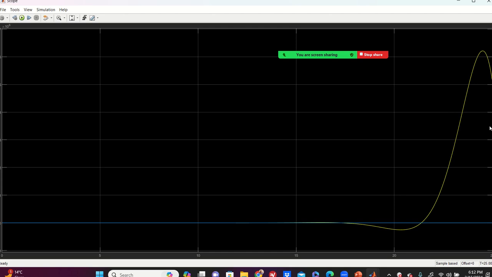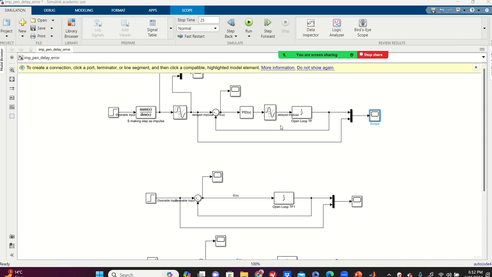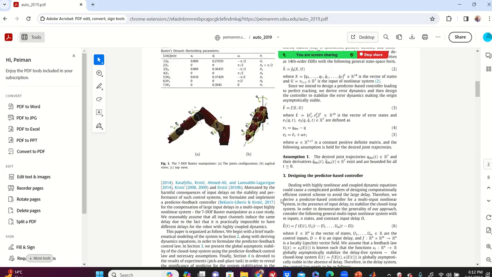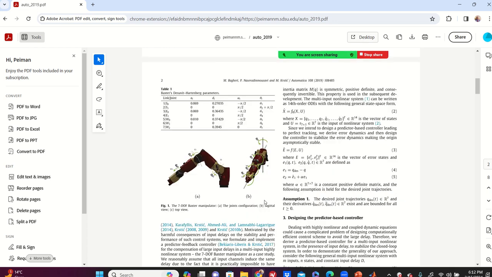See, the system becomes unstable, guys. Blew up. Goes to how much? 10 to the power of 6. And this is the linear system I taught you. For nonlinear robots, we have to design a compensator predictor to compensate that delay and make the system stable.